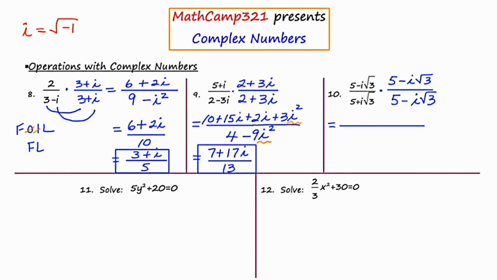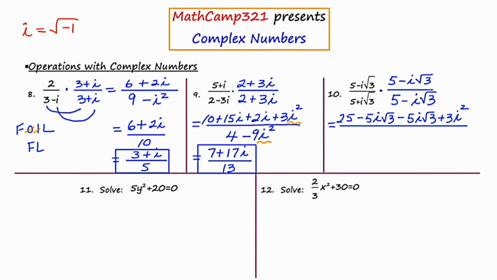The first product would be 25. The outer product would be -5i root 3. The inner product would again be -5i root 3. And the last would be plus 3i squared.